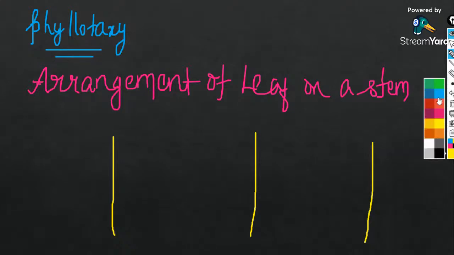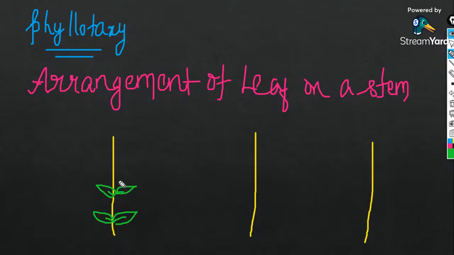Listen carefully guys. In one type of phyllotaxy, you would have the leaves arranged opposite to each other. This is one node, and on opposite sides you will have leaves. What will you call this kind of phyllotaxy? This kind of phyllotaxy you will call opposite phyllotaxy.